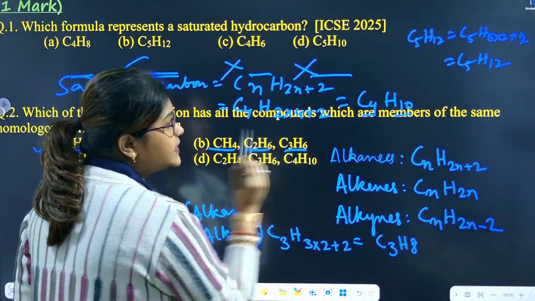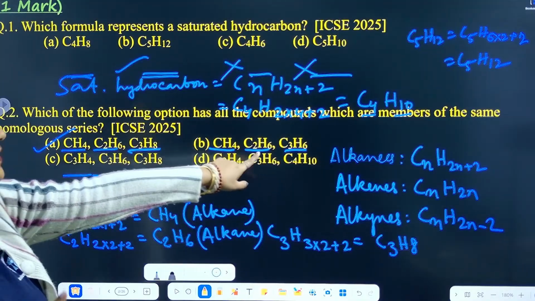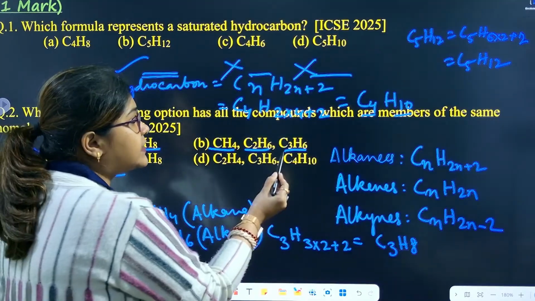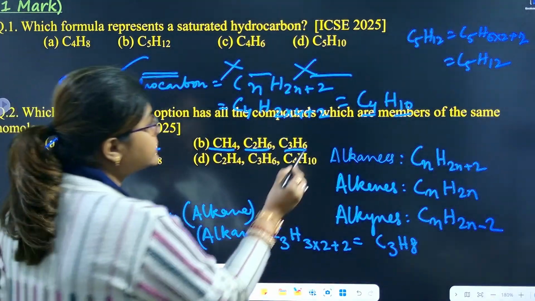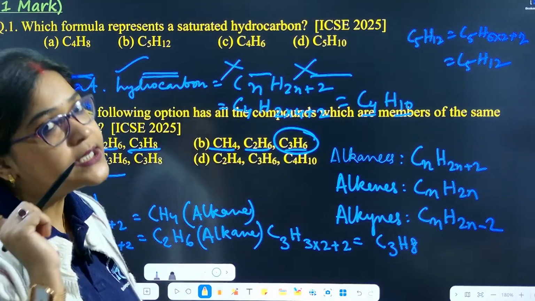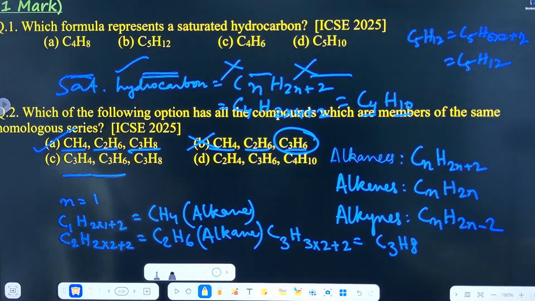ethane. But what is this? If it is C3, had it been in the alkane homologous series, it would have been C3H8, but this is C3H6. That means this member is the odd one out. It does not fall in the same homologous series. So this will not be the correct option.